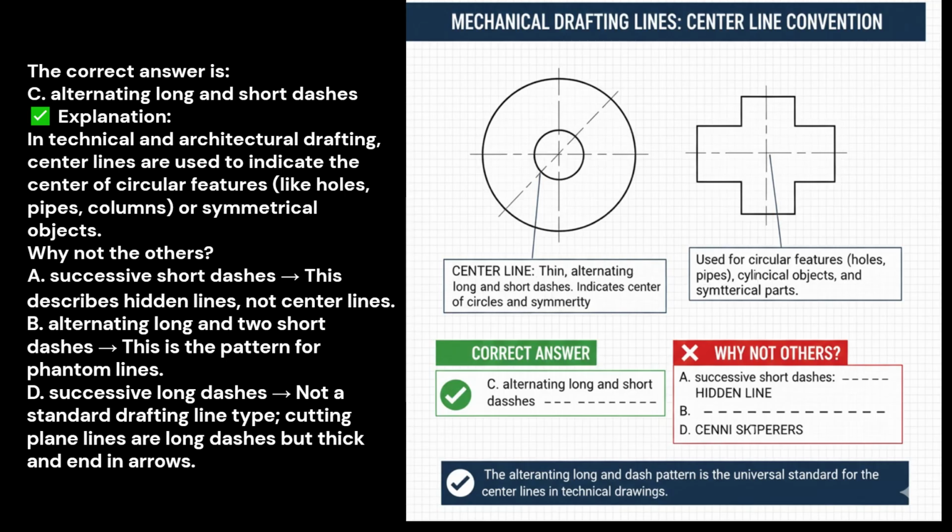Example pattern. This makes them easily distinguishable from hidden lines, uniform short dashes, phantom lines, long-short, and cutting plane lines, thick, long dashes with arrows. Why not the others? A. Successive short dashes. This describes hidden lines, not center lines. B. Alternating long and two short dashes. This is the pattern for phantom lines, used for alternate positions or motion. D. Successive long dashes, not a standard drafting line type. Cutting plane lines are long dashes but thick and end in arrows. Final answer. C. Alternating long and short dashes.